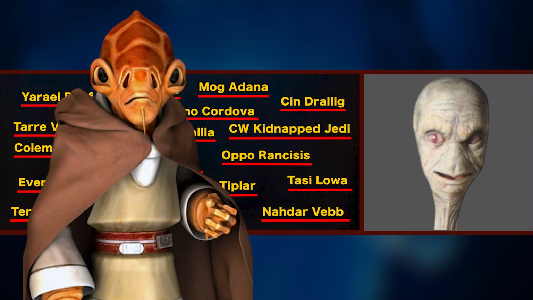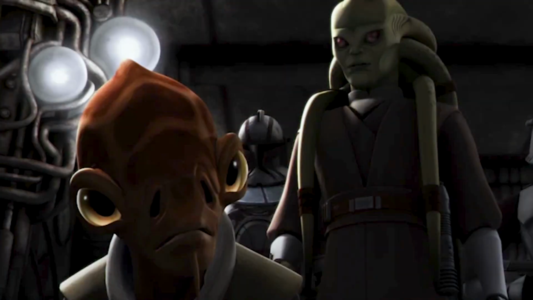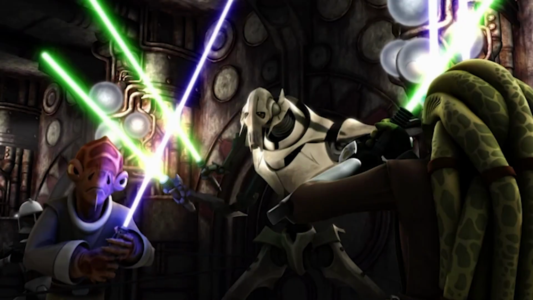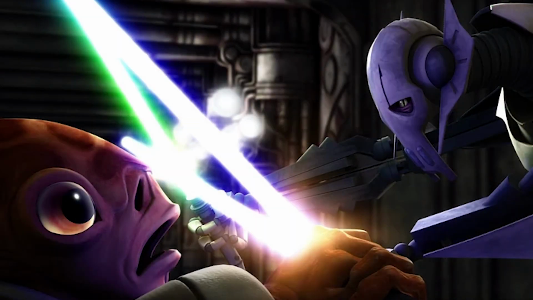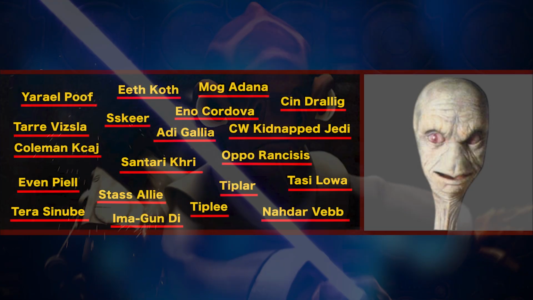Next is Nardar Veb. He was a Mon Calamari Jedi trained by Kit Fisto. Unfortunately, he was forced to complete his training on his own, but he did succeed in this. In the Clone Wars, he was led to Grievous's lair, along with Kit Fisto. While there, he got overconfident, and ended up being killed by Grievous. He first appeared in the Clone Wars.